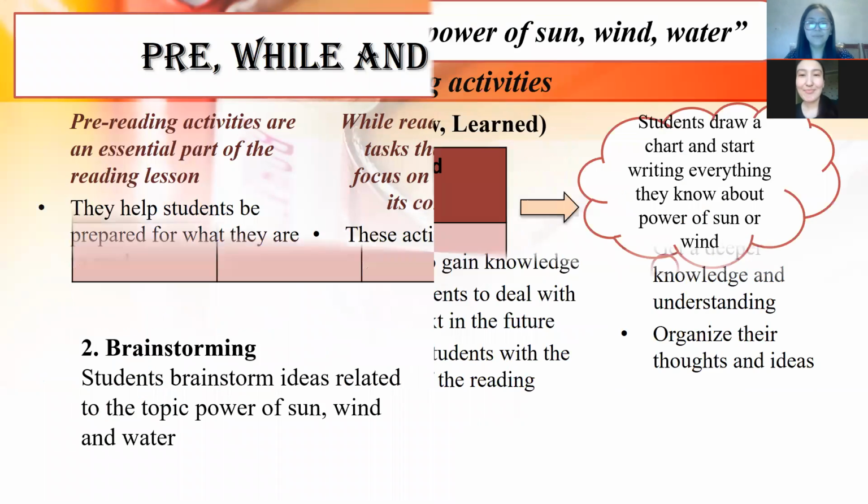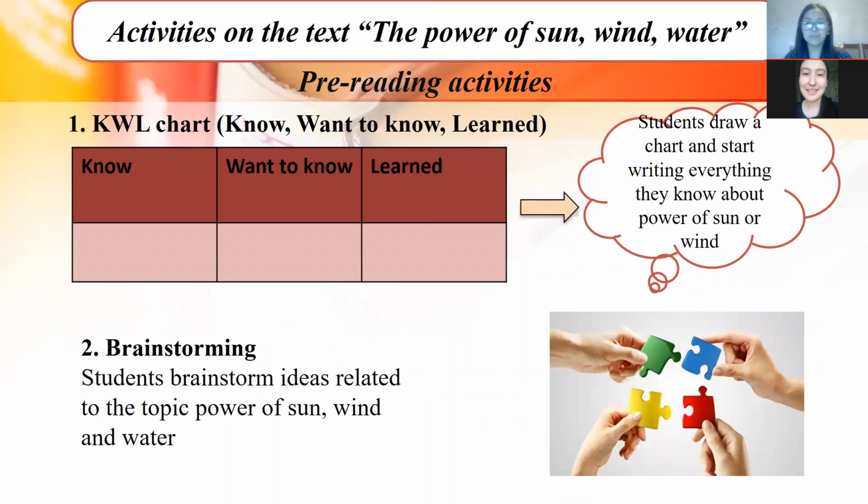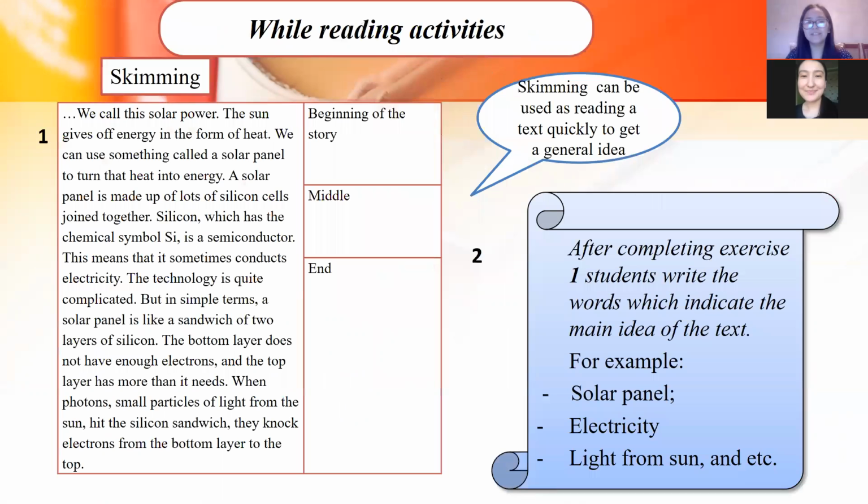Next, we prepared activities in accordance with the text, the power of sun, wind, and water. We used a KWL chart: know, want to know, learn. Here students write what they know, what they want to know, and what they are going to learn. Then they can brainstorm ideas related to the topic, the power of sun, wind, and water, and write down the ideas.